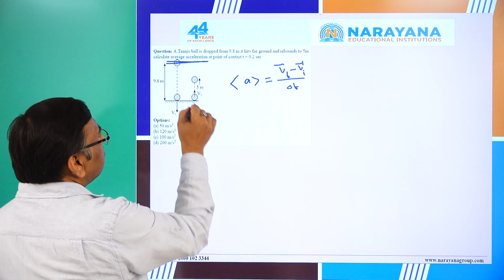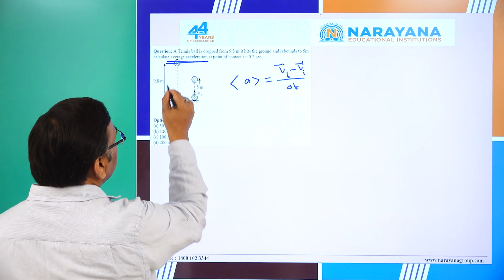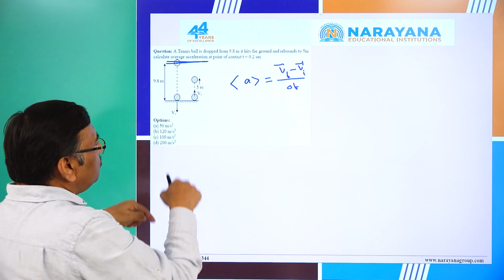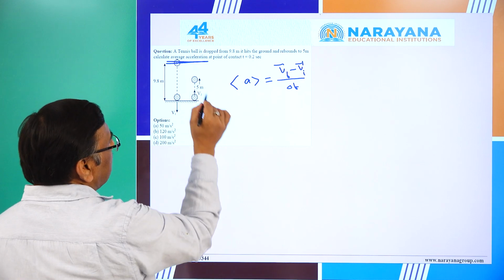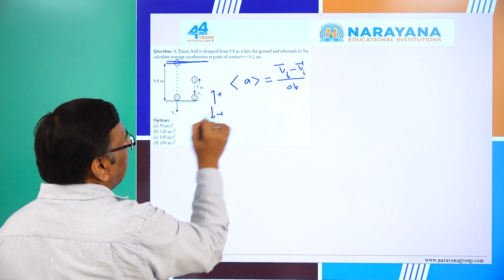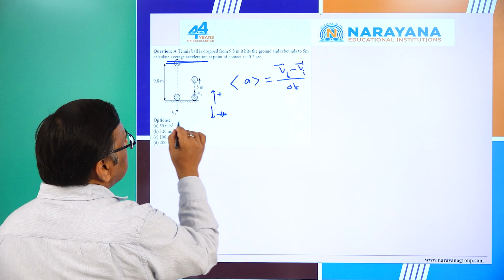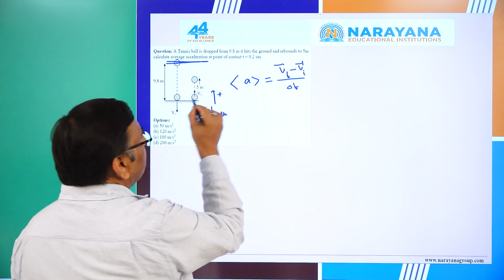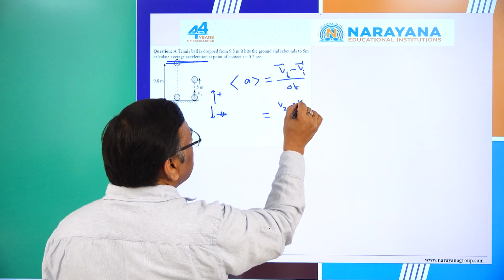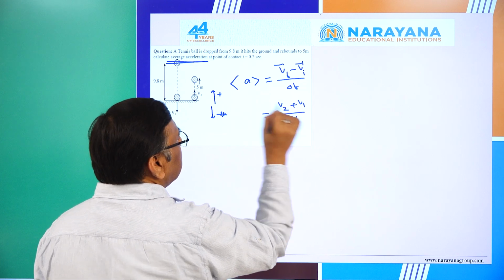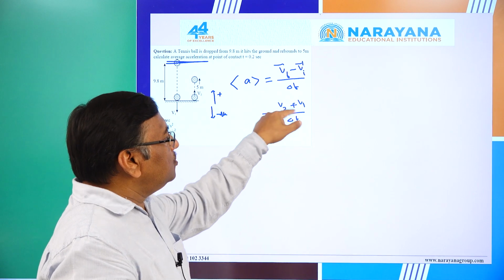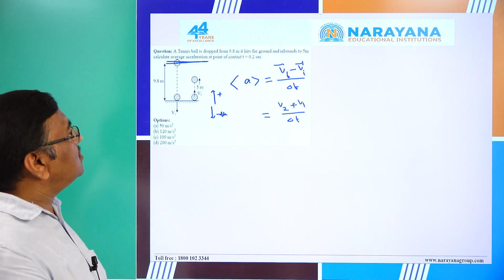V final is the velocity indicated as V2 in this diagram. Let us say the body is coming and striking the surface with V1 in the downward sense. If I consider upward as my positive direction and downward as my negative direction, this V1 should be negative, V2 should be positive. So I can say it is going to be V2 plus V1 upon delta T. That means in this question the only task is to understand what my V2 is, what my V1 is. That too is so easy.